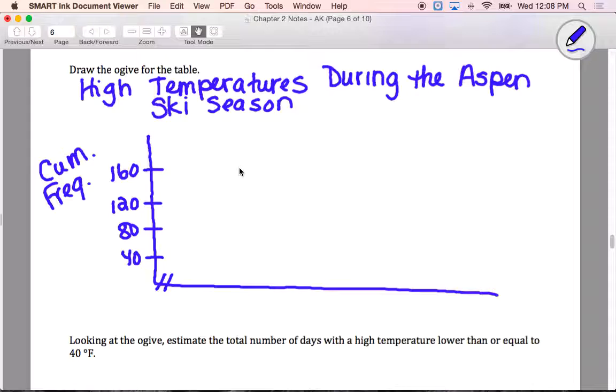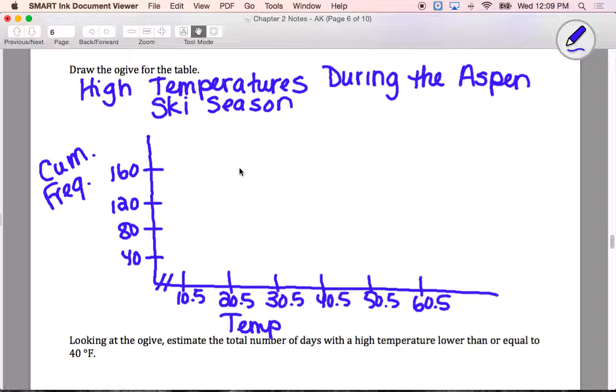Now, when you go through and do your X, it's the exact same thing like all of our other ones. It's going to be your class boundaries. So we're going to start with 10.5, and then our next one is 20.5. Then we've got 30.5, 40.5, 50.5, and 60.5. Now our label for my X is going to be my temperatures. And these are in degrees Fahrenheit.